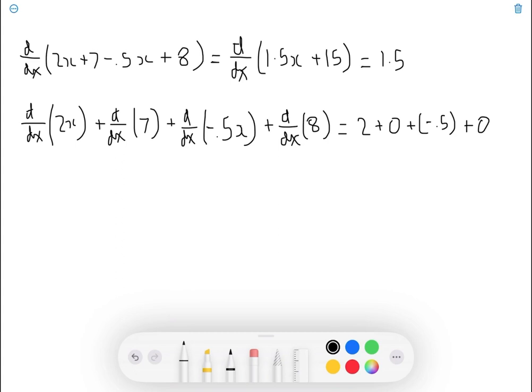And now we see our derivative is 2 plus 0 plus negative 0.5 plus 0. I can get rid of the zeros there because that won't really affect our sum in addition. And I'll write the plus negative 0.5 as just minus 0.5. And then you'll see that we'll get the same answer as we did last time. 2 minus 0.5 is 1.5.